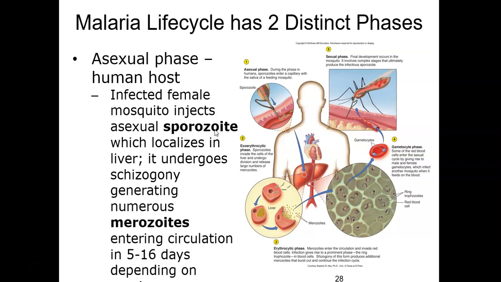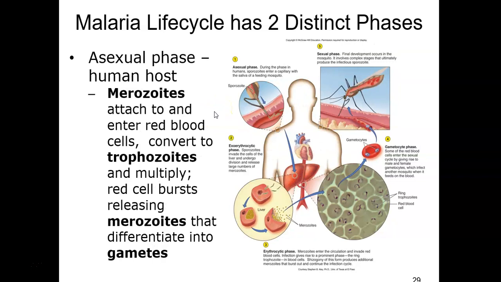And once it's in the liver, it undergoes a process known as schizogony, which is going to generate another form known as the merozoites. And it's these merozoites that are able to infect the red blood cells and circulate for between 5 to 16 days, depending on the species. The merozoites, as I mentioned, attach to the red blood cells, and they actually convert to the trophozoite, the actively growing form, and they multiply within the red blood cells, releasing more merozoites that become gametes or the sex cells.